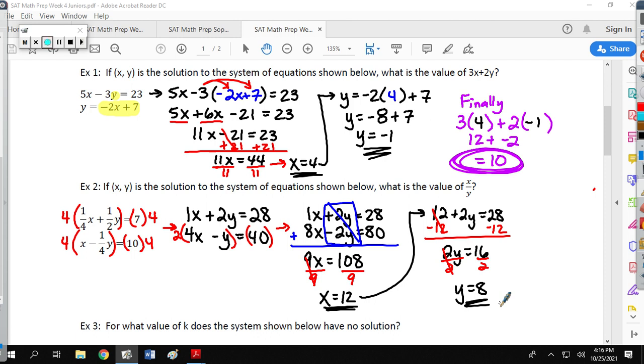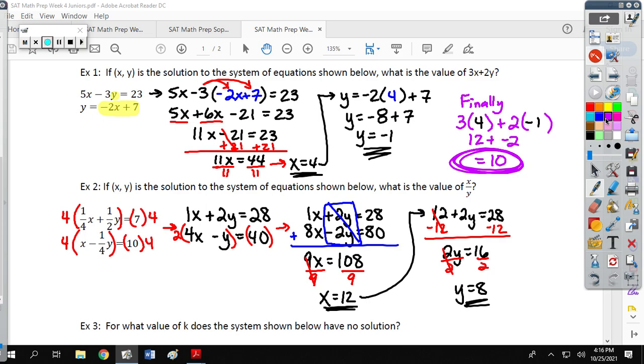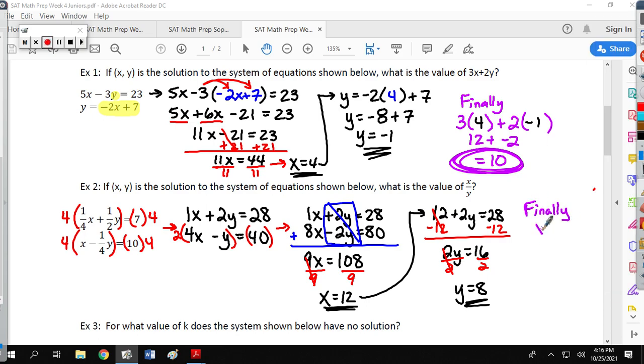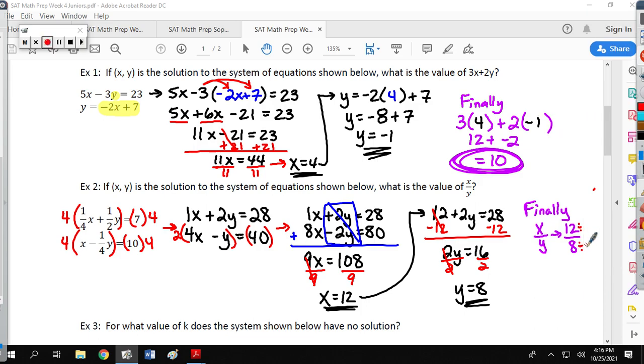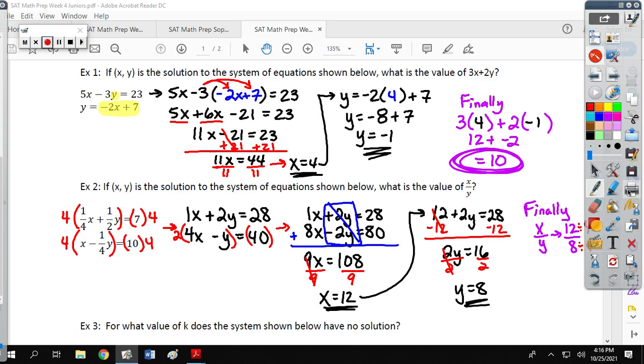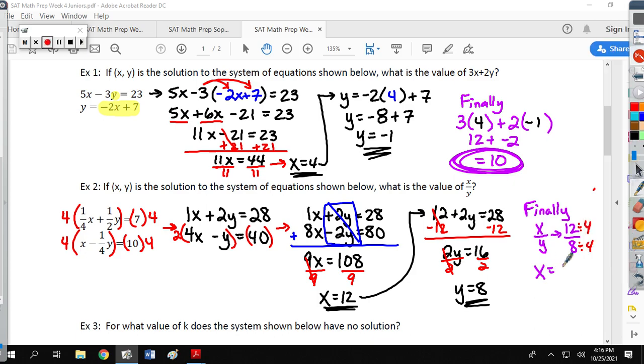What's happening here is that we need to take those two and plug them into the expression x over y. That would be 12 over 8. Then we should reduce that fraction. 12 and 8 are both divisible by 4, which gives us a final answer of 3 over 2. So 3 over 2 would be the answer we would be looking for.